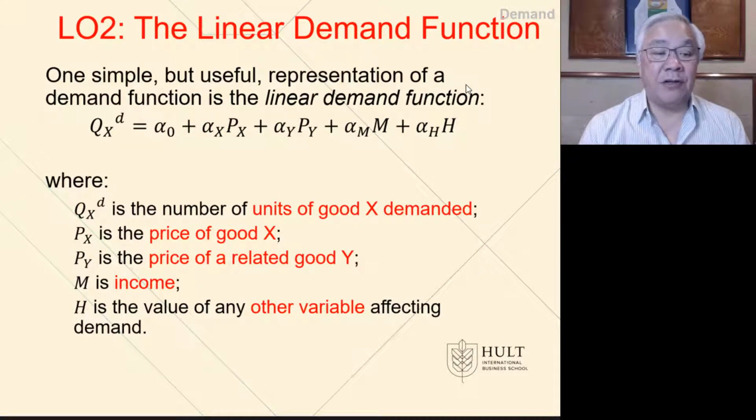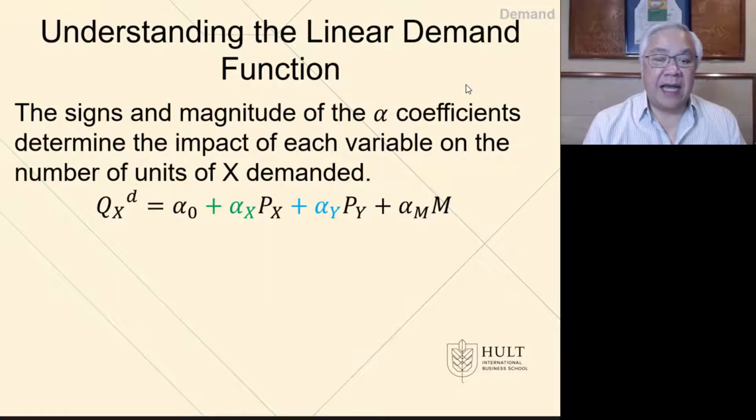Then the second learning objective is the linear demand function. This is where we're going to try to quantify demand. And here we have an expression that is linear, which shows multiple factors. So we have the variables of price of X, price of Y, income, and other factors. Let's look more closely at this demand function and notice that the alpha coefficients are quite important, in that they each quantify the magnitude and the direction of each of the variables that we've specified.